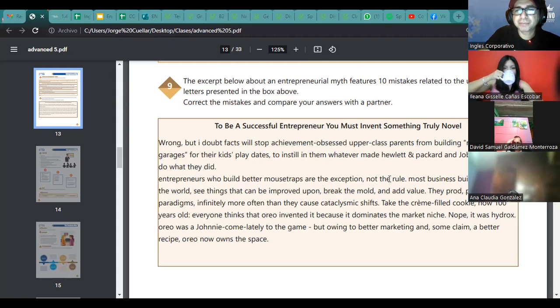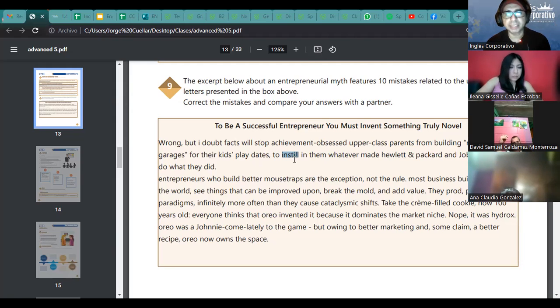Upper class parents from building replica garages for their kids' play dates. To instill, this is an interesting word, instill. To put something inside of the kids of another person. Actually, that is more like install, but instill actually is something like when you establish a business, for example, and is gaining reputation and is gaining a position in the market, for example, something like that one.